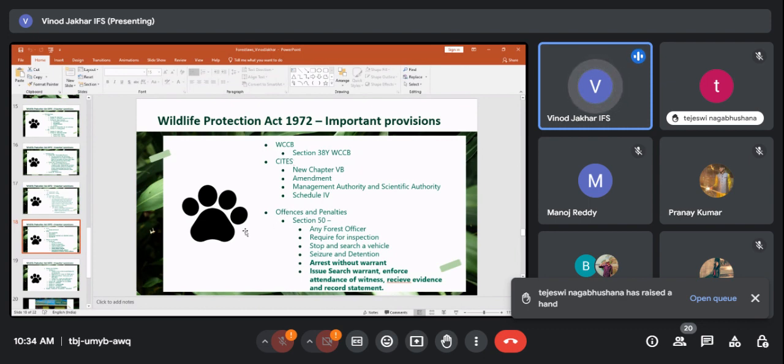Now comes the important part, offenses and penalties. The first and the most important section is Section 50. This Section 50, again, I will take you to the act itself so that it would be easy for you to make sense of what I am saying.